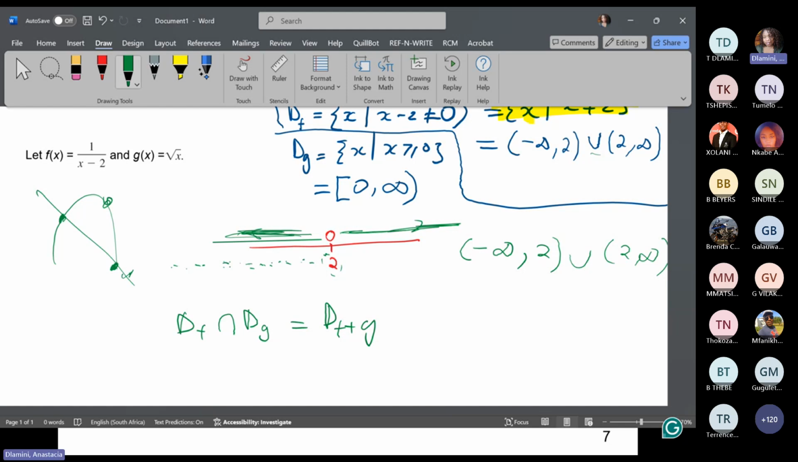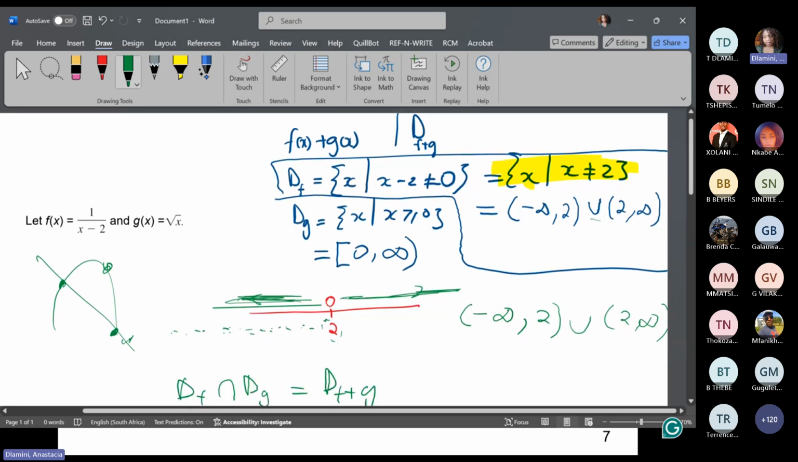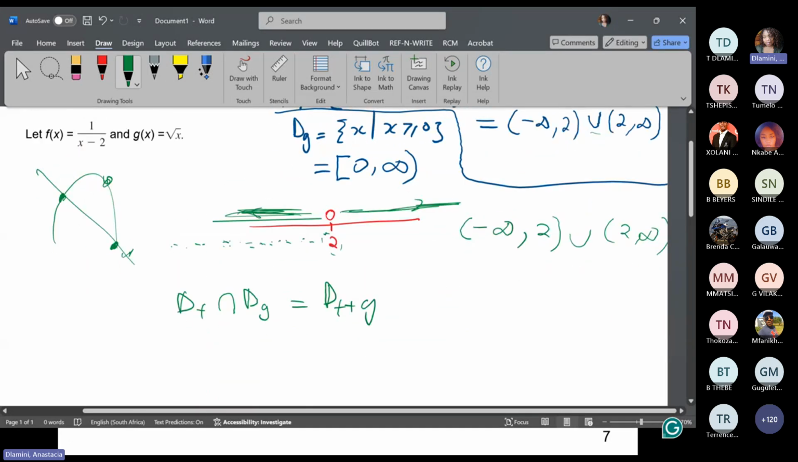Okay, yes. I started with the domains. It's fine. What I'm trying to say is, isn't it that they are saying we add the graphs, then we find the domain? Maybe I started wrongly. Let's add the two graphs then. But we are already here, so should we add the two graphs first? Yes. Okay.